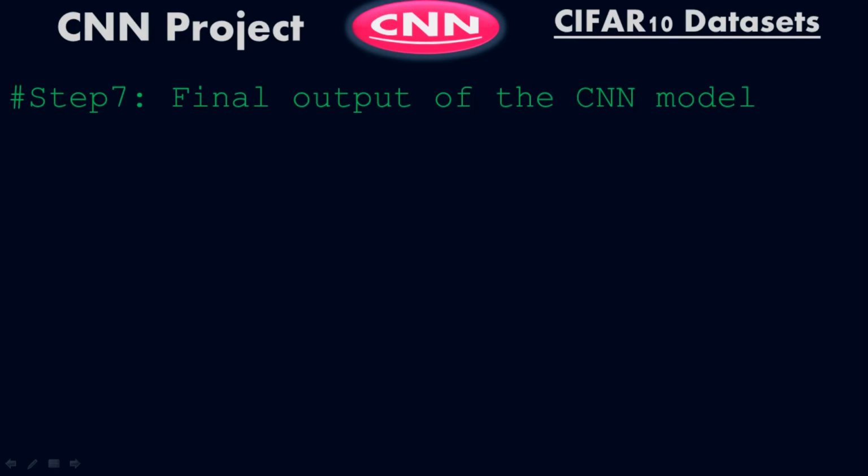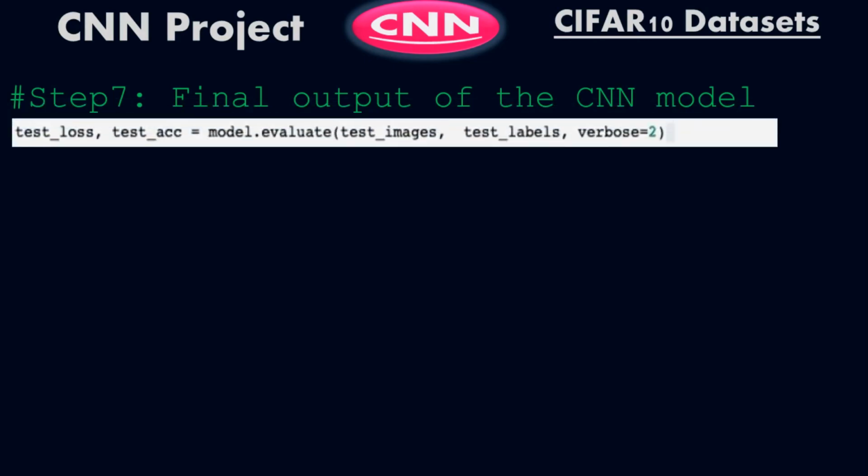Step number 7, final output of the CNN model. Now I'm going to show you the final output of this convolutional neural network model. In Python, we can write test_loss, test_accuracy equals model.evaluate of test_images, test_labels, verbose equals 2.